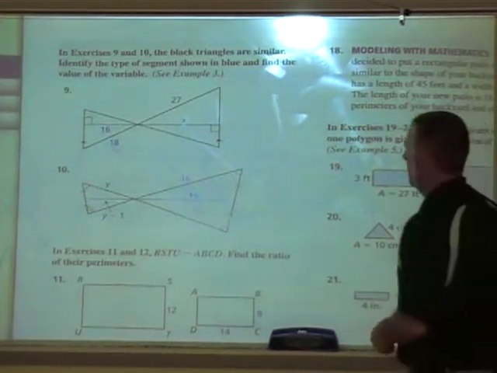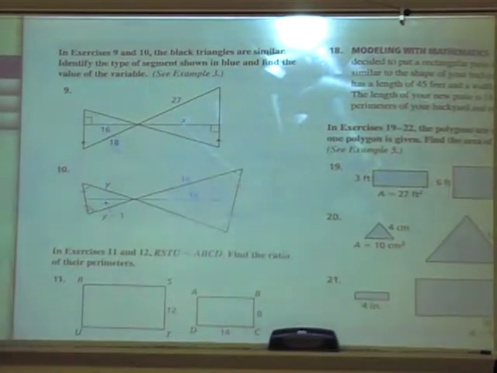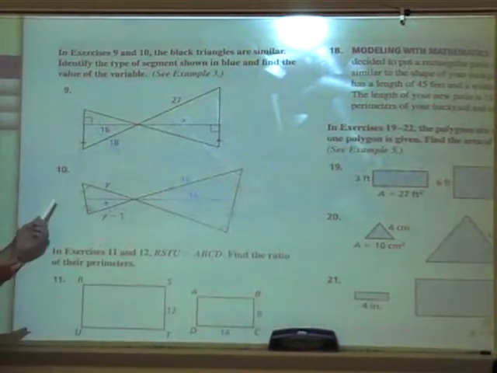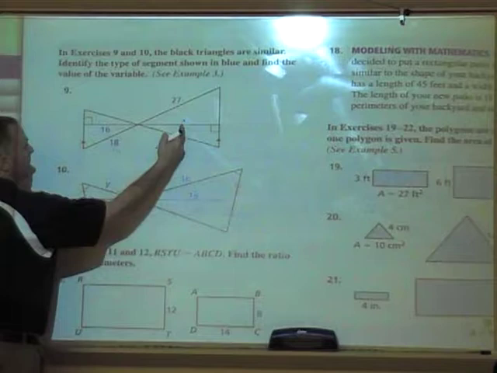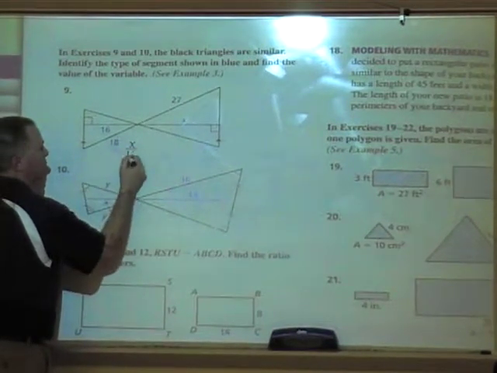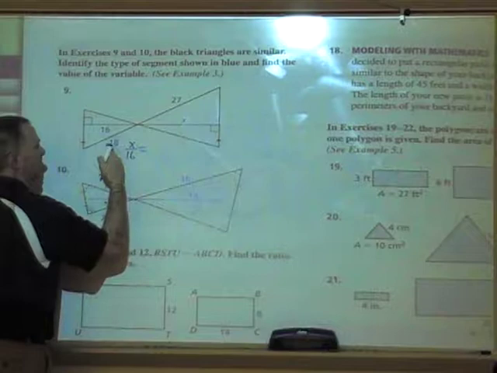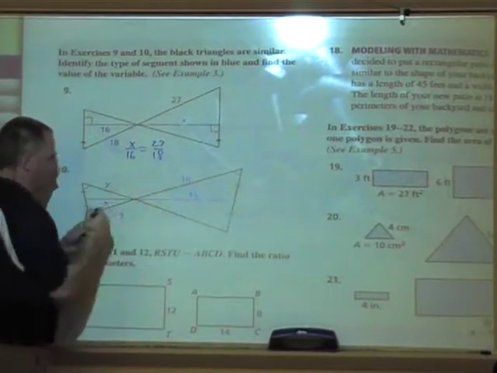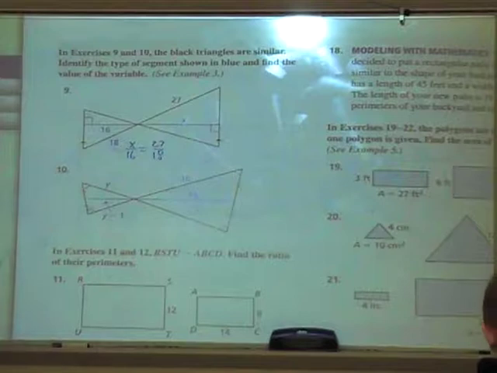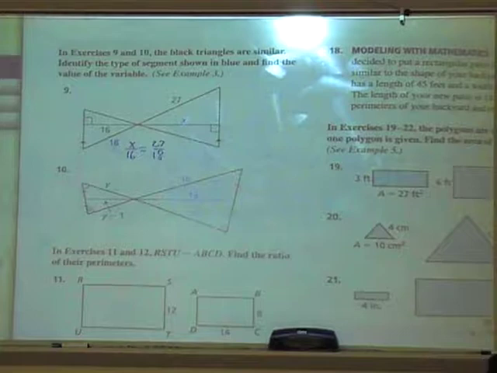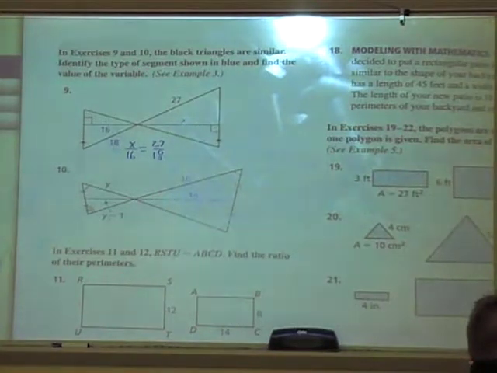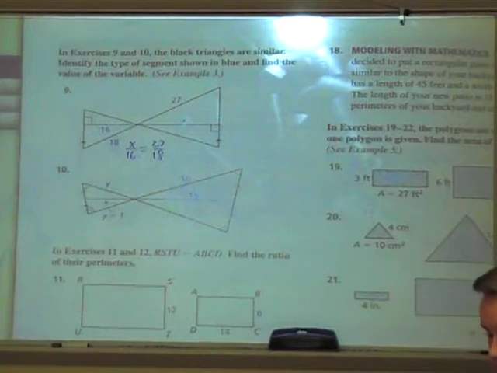All right, so that would be called a mid segment. All right, we're going to do these two. Ready? Set up a proportion. The altitudes are proportional just like the side lengths are. So we would say, if we're going to go big to small, x is to 16 as 27 is to 18. Okay? Everybody do that calculation. Cross multiply.